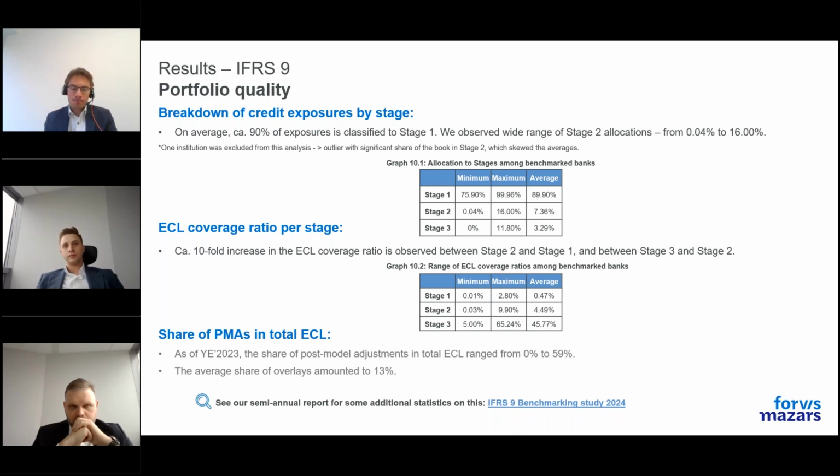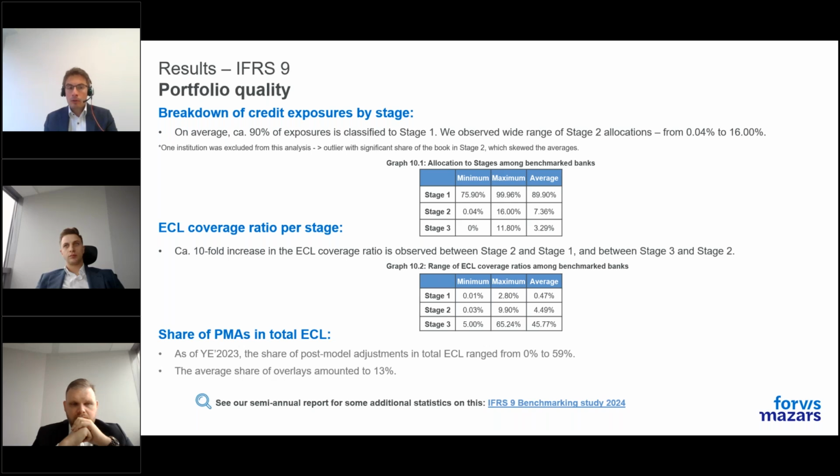Again, we observed a very broad range of those coverage ratios used by institutions in the sample, as you can see, from 0.03 to 10% and from 5% to 65% in stages 2 and 3 respectively.